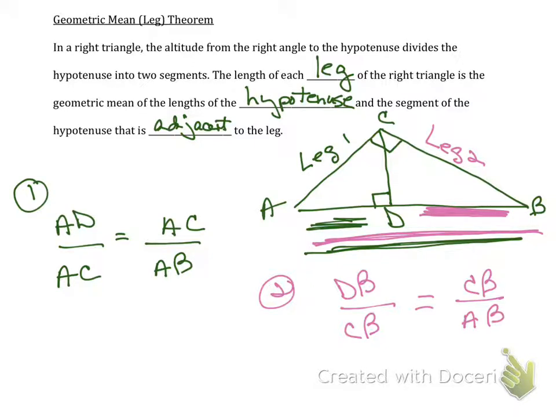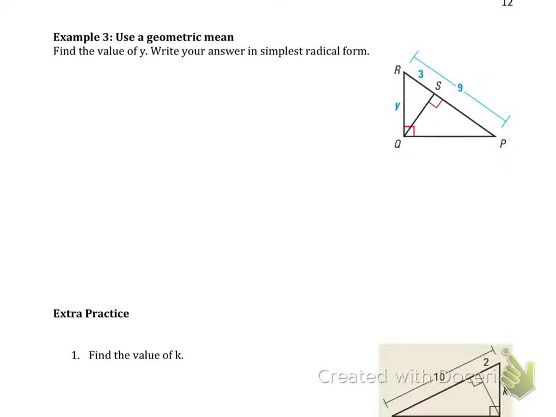Now, if we have values, we can plug them in and we will be able to solve for the different pieces that are missing. Okay, so two important geometric means. One was the altitude and the other are the legs. Okay, so let's keep going because I have more practice for us. So here we're going to actually use the geometric mean. And it talks about finding the value of y. And look, y is a leg.